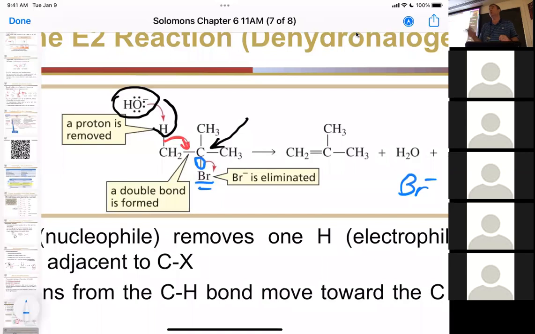That's why it's the E2 reaction. The base has to be there, it has to pull on the hydrogen, and then those electrons kick in and the leaving group kicks out.